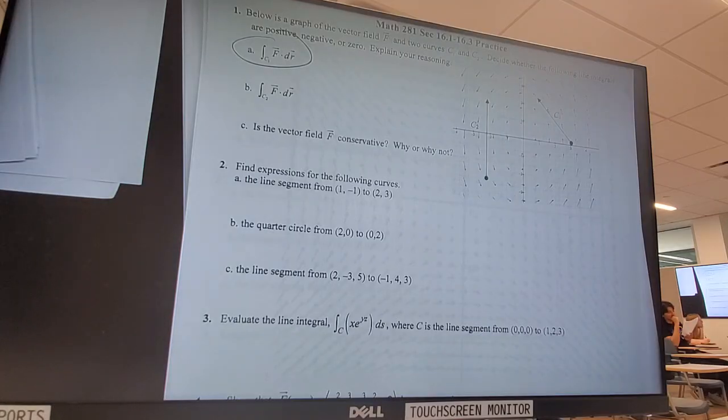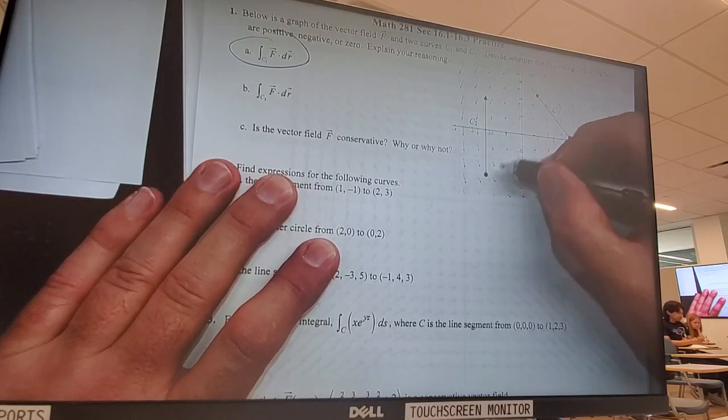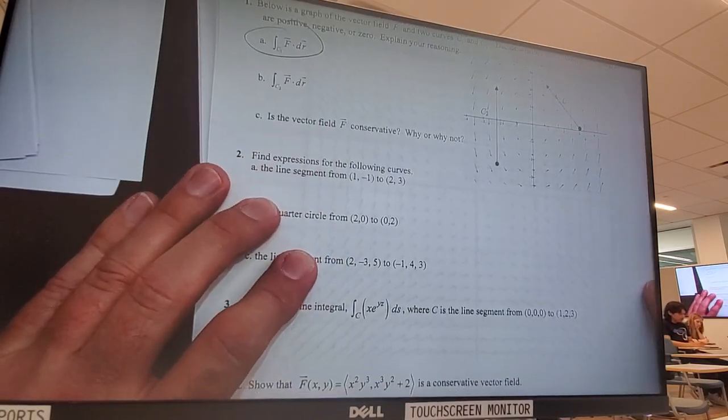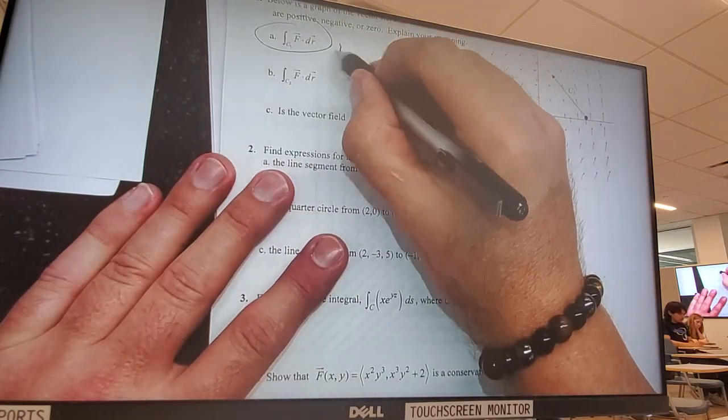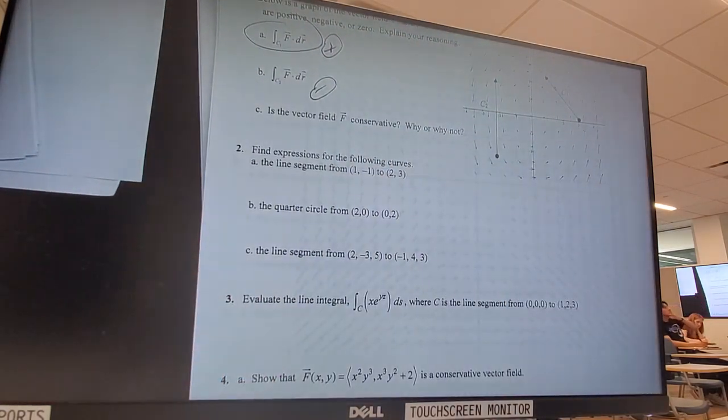And of course, what about C2? So negative. Now, if this is wind, I am going directly against the wind. So this will be positive, this will be negative. Is this field conservative? How can you very quickly tell that it ain't?